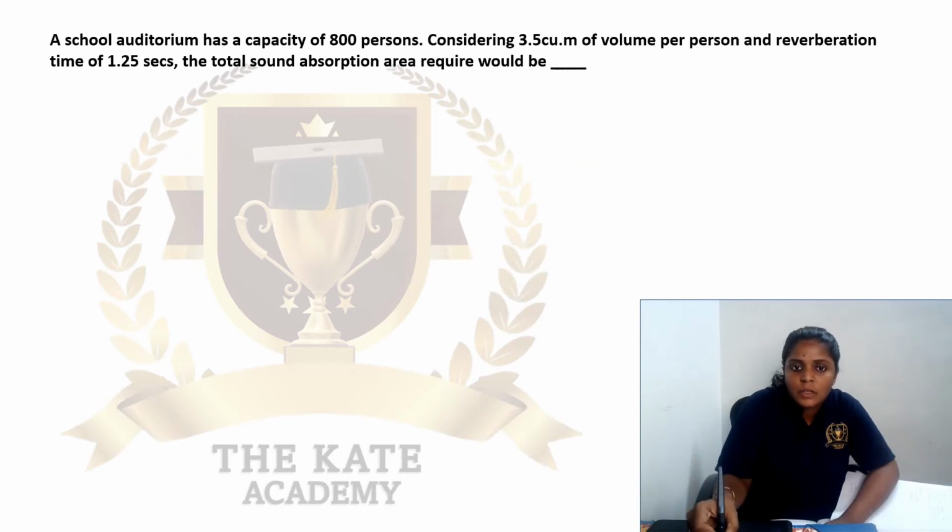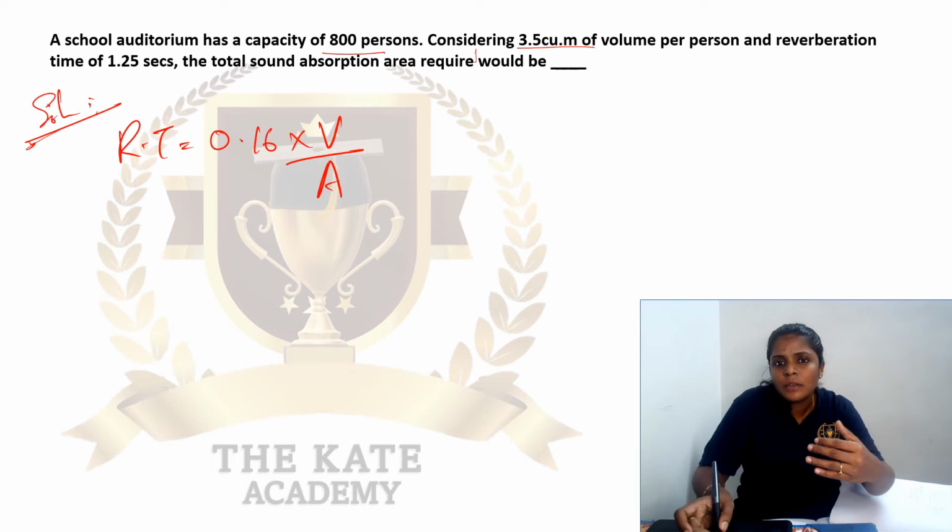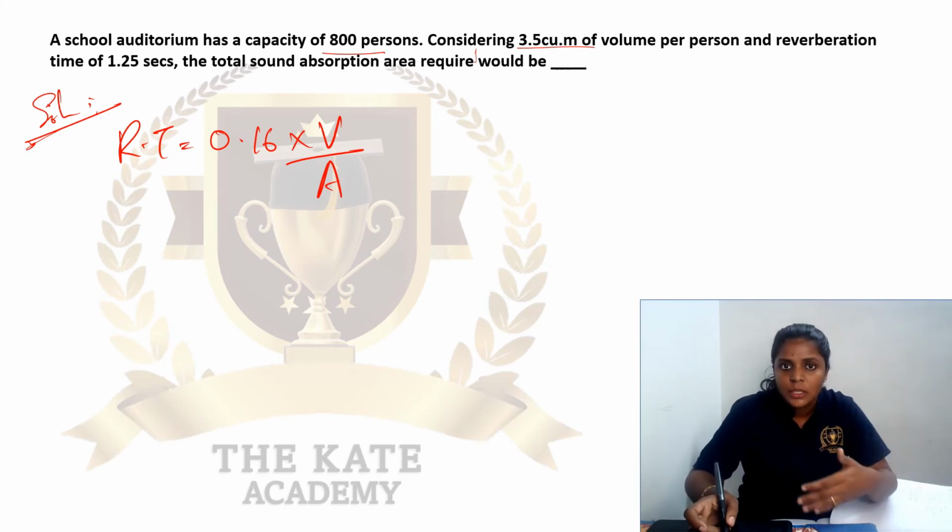Your next question. A school auditorium has a capacity of 800 persons. Considering 3.5 meter cube of volume per person and reverberation time of 1.25 seconds, the total absorption area required to be. So, solution. We know that RT, reverberation time, is equal to 0.16 into V by A. Once again we are seeing an acoustic question. Now it is just a little different.